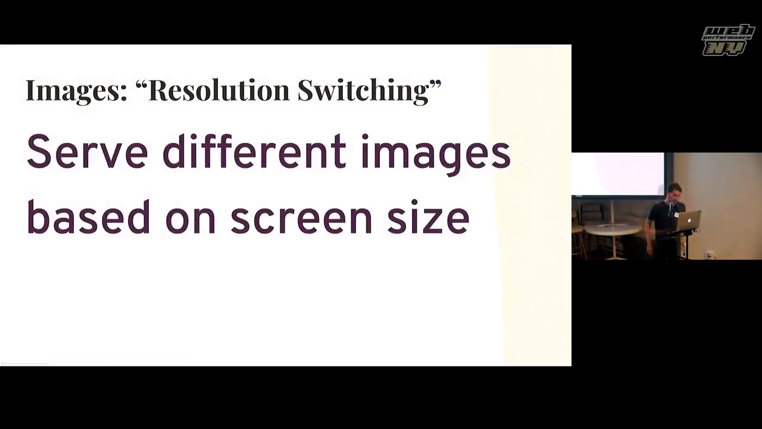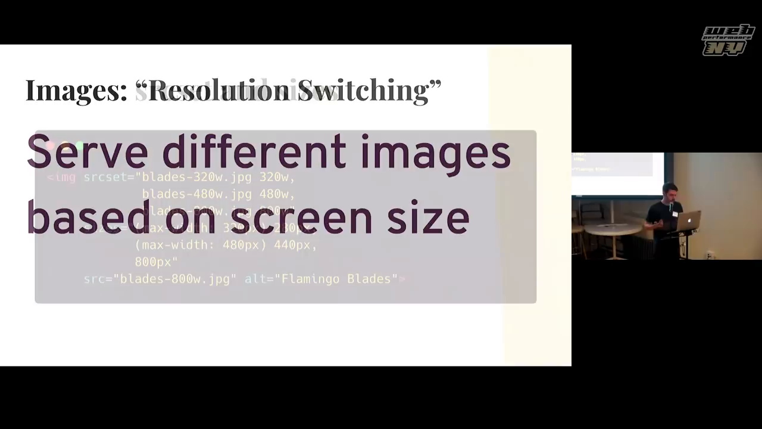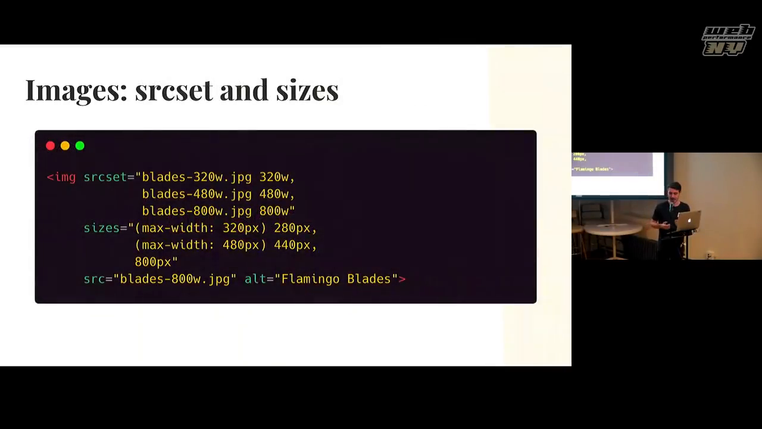Images. So another thing we do, and that Gatsby does for us, is resolution switching. We want to serve different sized images to different screen widths. If you're coming to our site on an iPhone versus a big 4K monitor, you should get an image that is sized appropriately for your screen width. Gatsby and also Contentful handle this pretty well for us.